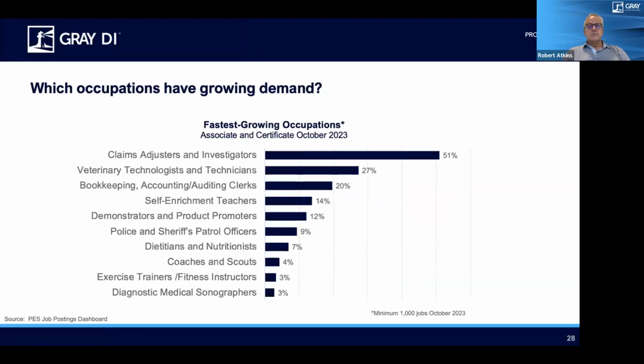Which occupations are seeing growth? Well, insurance has been up here many times. This is claims adjusters and investigators. Veterinary technologists and technicians up 27%. Bookkeeping, it's coming up on tax time, as I mentioned, up 20%. Self-enrichment teachers, demonstrators and product promoters, both up over 10%. Police up 9%. Dietitians up 7%. Coaches and scouts up a little bit, 4%. Exercise trainers and fitness instructors up 3%. And diagnostic medical sonographers up 3%.